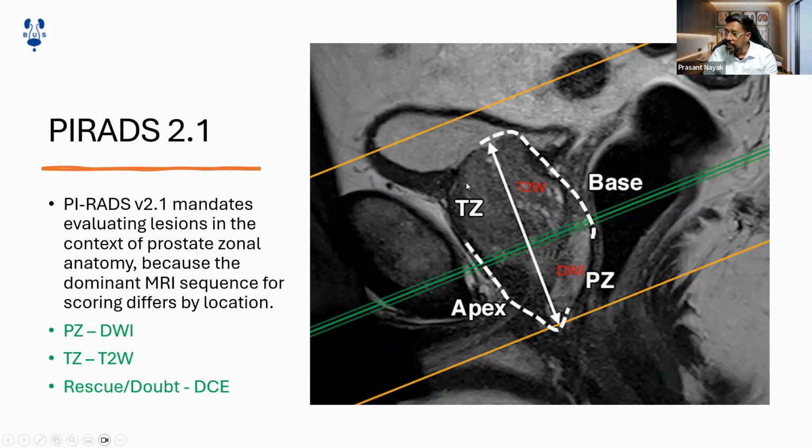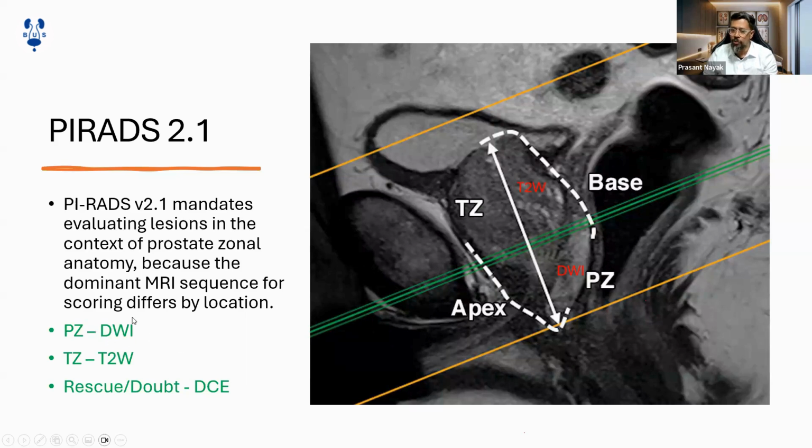But when you're looking at a lesion in a transitional zone, a prostate cancer occurring within the transitional zone, the primary sequence which is important is T2 weighted imaging in that area. So for a transitional zone, the T2 weighted is there. For a peripheral zone, a DWI. So what is the role of a dynamic contrast enhancement or DCE? DCE has a role to resolve an equivocal lesion in the peripheral zone.